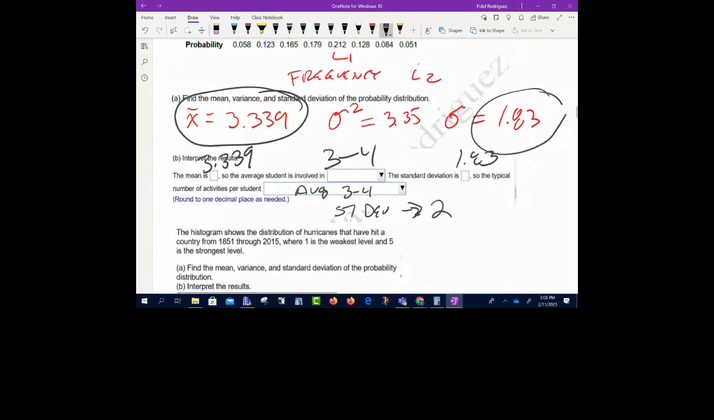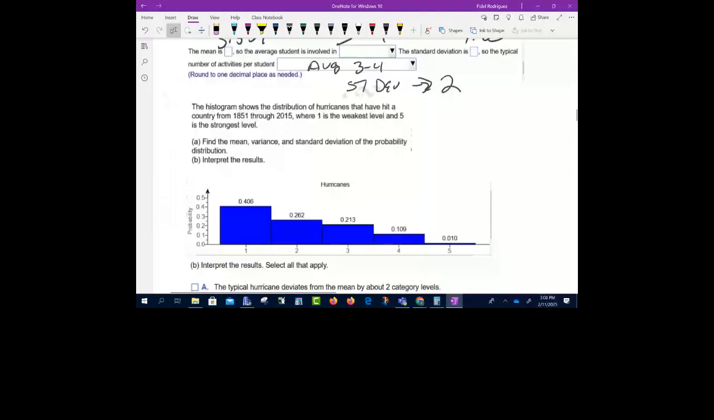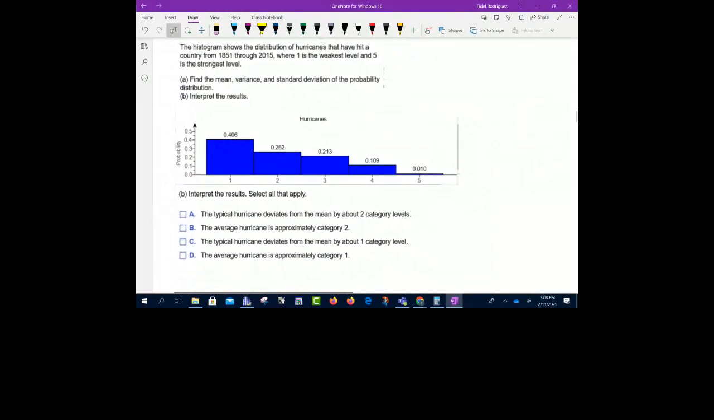Y'all, I got one more question similar to the one we just did. And again, y'all, I took this question directly from your homework. So again, we can kind of see how this is working here. Okay. So it shows, the histogram shows the distribution of hurricanes that have hit a country from 1851 to 2015, where 1 is the weakest level and 5 is the strongest level.